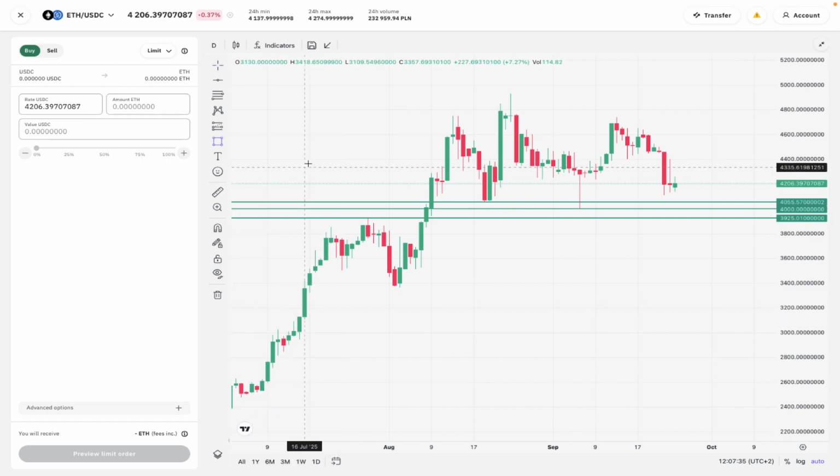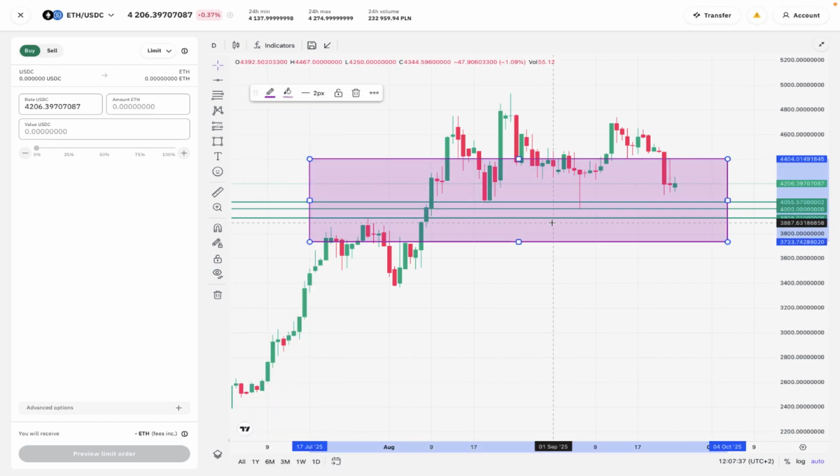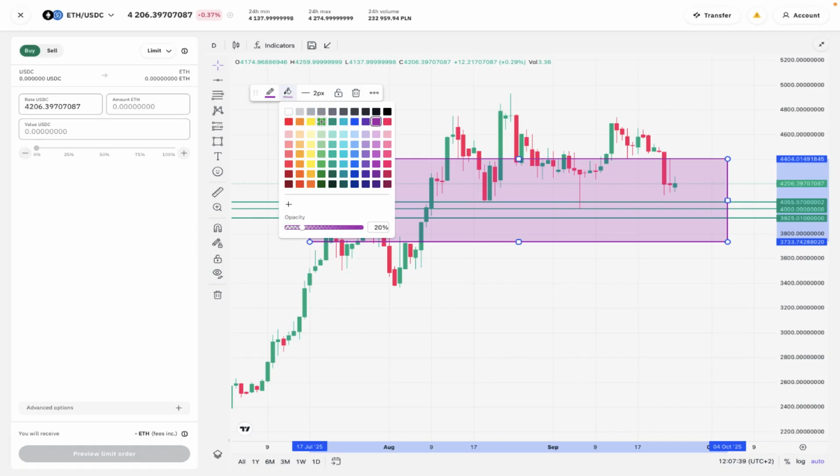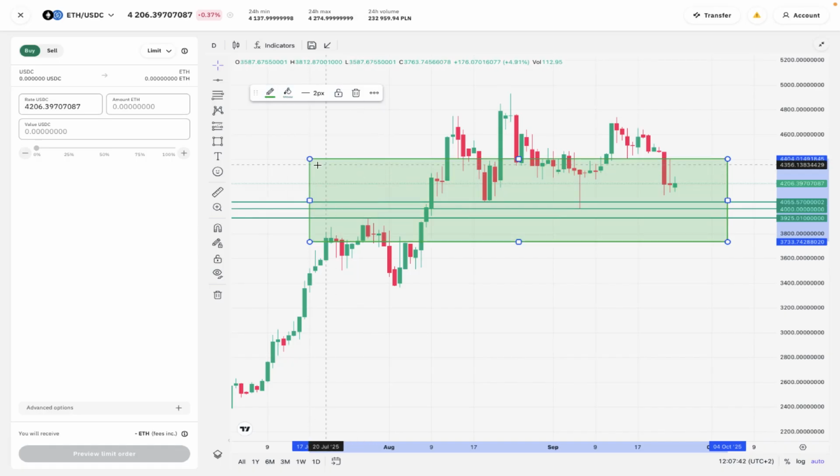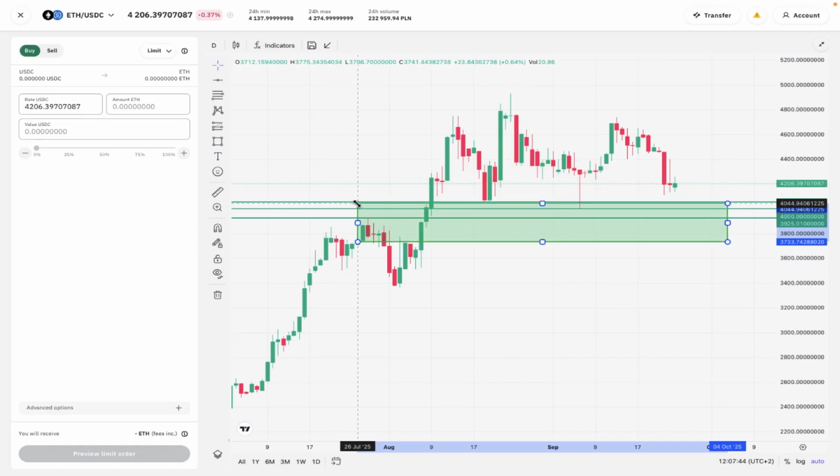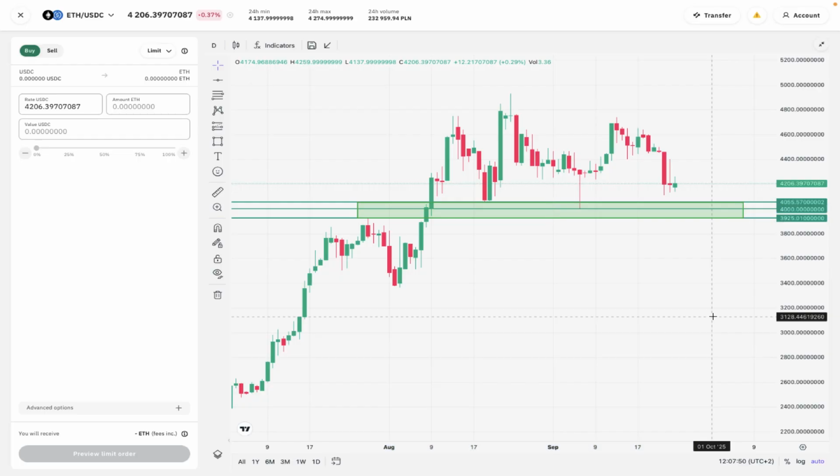Let me just mark it with the red rectangle. This demand zone is very important. It's the key demand zone in the short term. So this is exactly how it looks. Now, any violation of this demand zone would likely result in further downward movement, even sliding towards 3,363, which is the low from August 3rd, 2025.